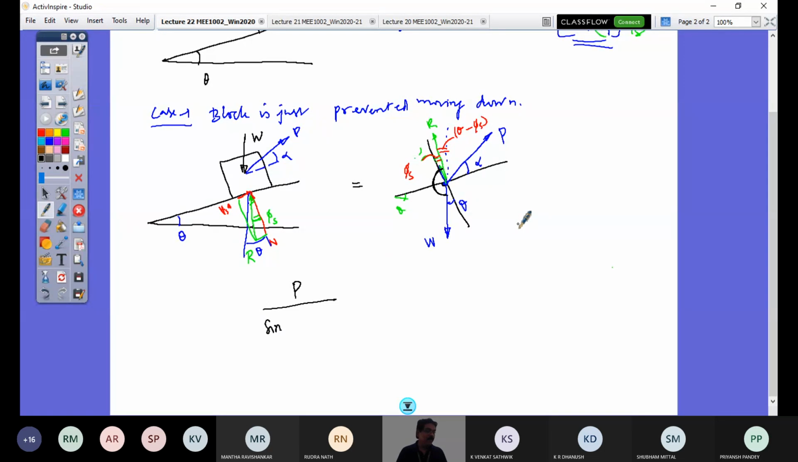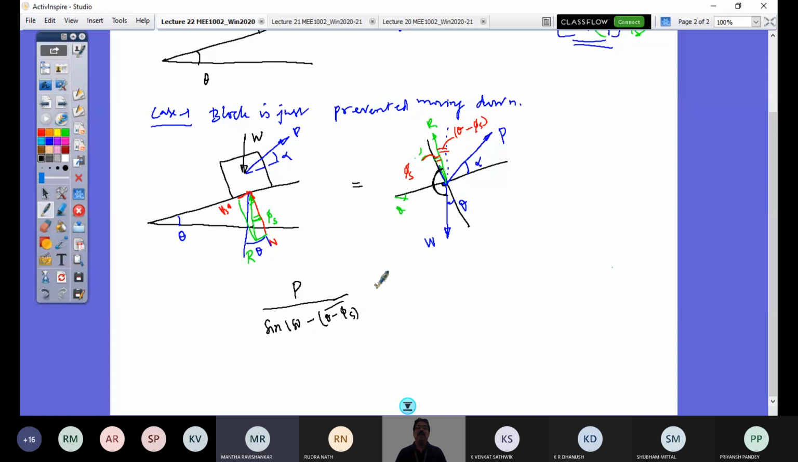What is that angle? 180 minus. So look at this vertical. W is vertical. So this vertical line is 180 minus this angle. 180 minus theta minus phi s. Correct?